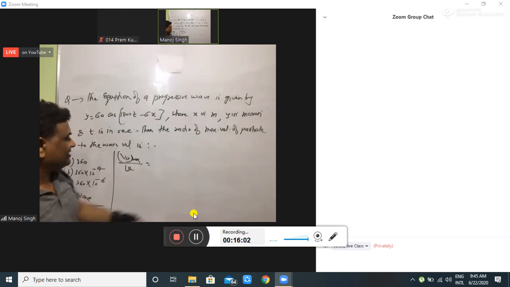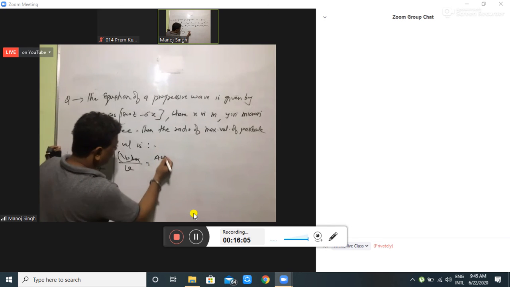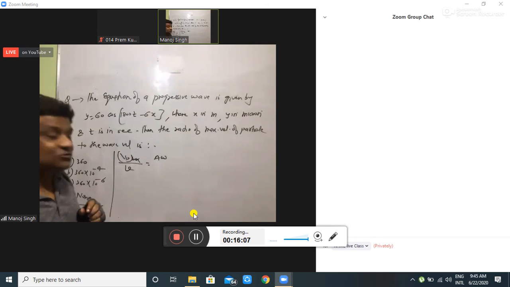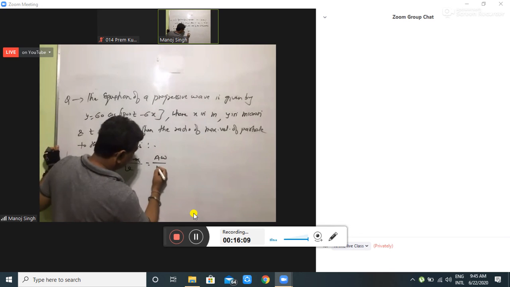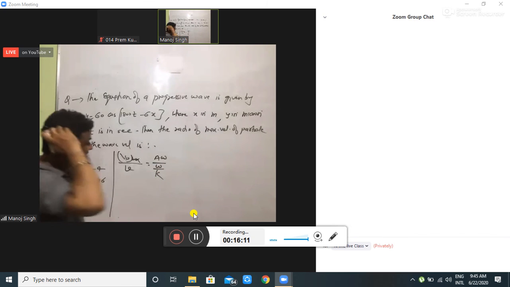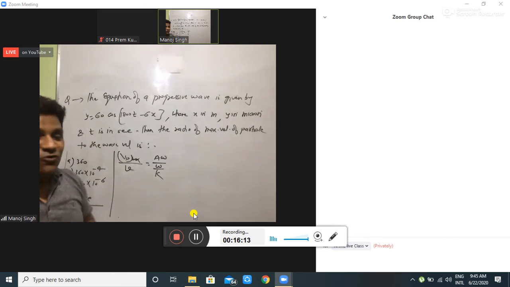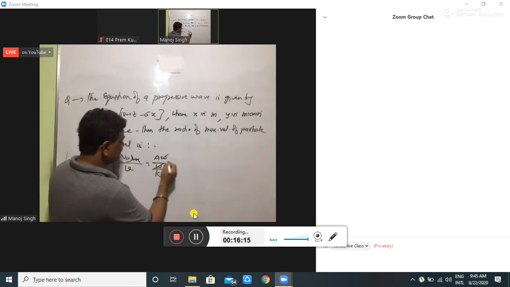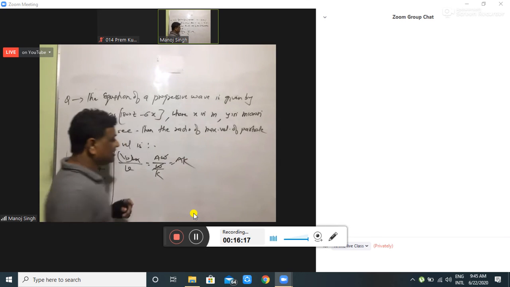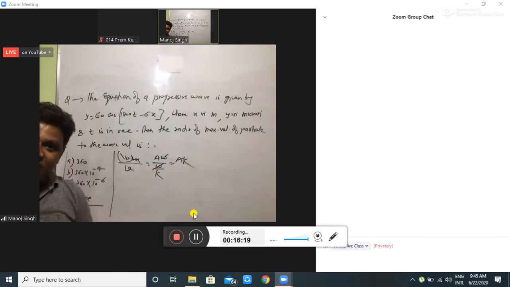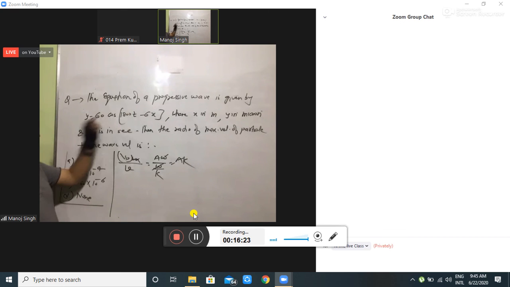What is Vp maximum? It is equal to A omega. Wave velocity is equal to omega by k. The omega cancels, and the value comes out as A into k. A and k will come from the equation.